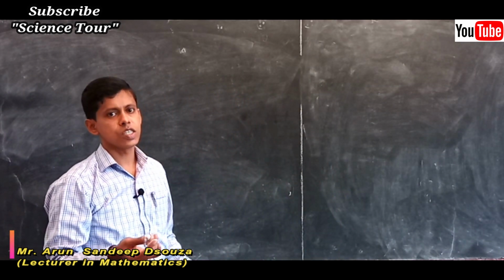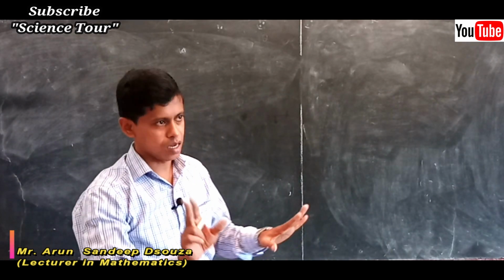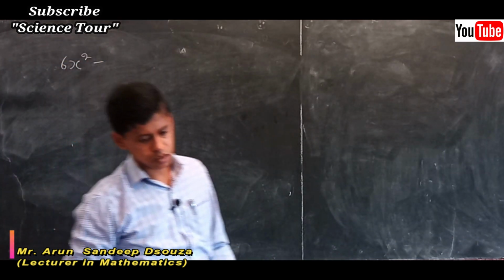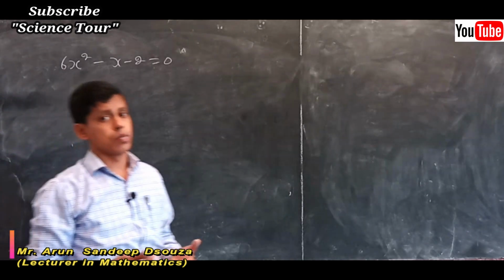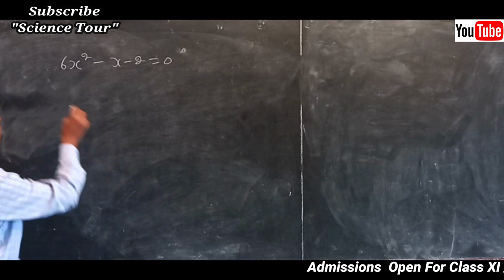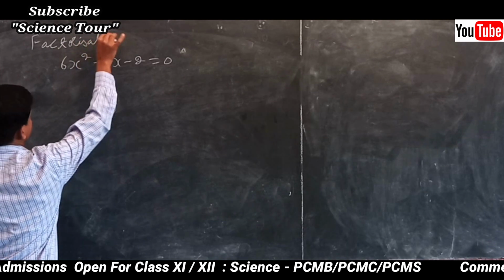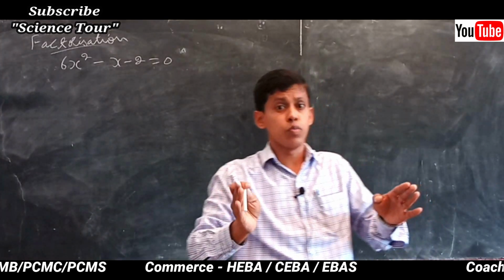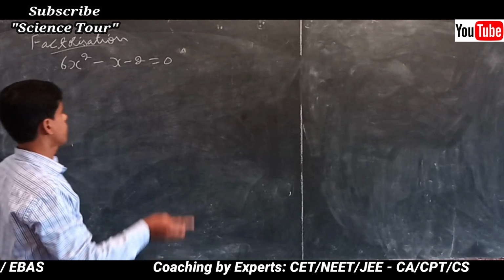First of all, any equation of degree 2, right? Okay. So, first let me take one example. 6x square minus x minus 2. Okay. So, I am taking this example. Now, what are the 2 methods that I am going to tell you? The first method is factorization. Okay. So, obviously, you know this method, factorization, how to factorize them, how to break them into 2 products, I mean 2 factors.